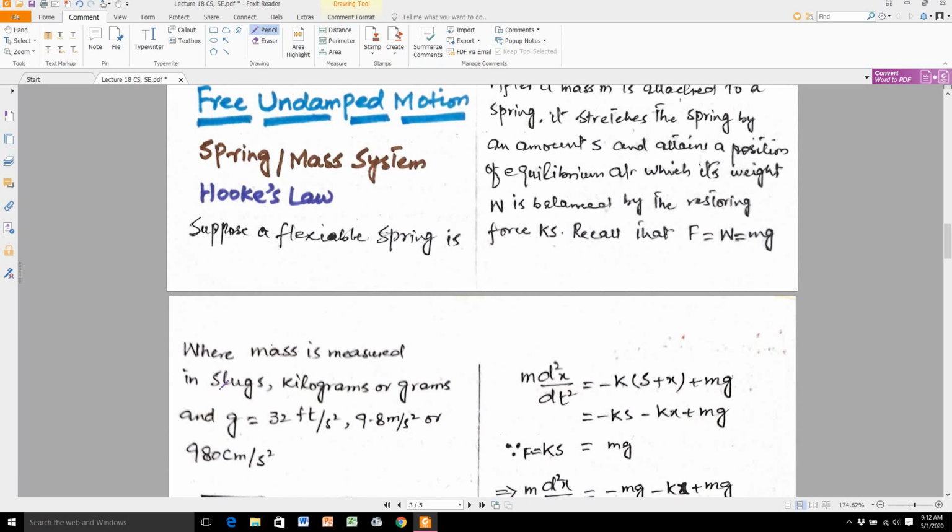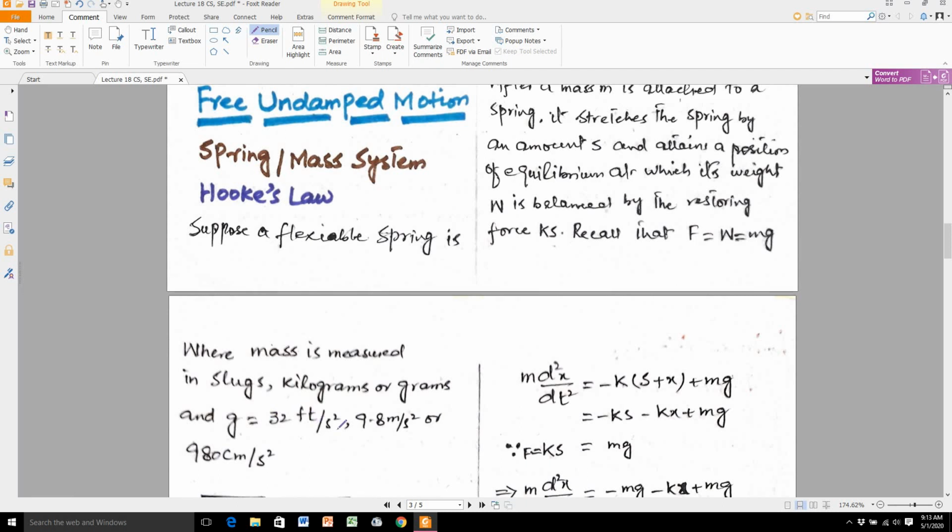Here you see some new units related to the British engineering system, where mass is measured in slugs, kilograms or grams, and g is equal to 32 feet per second square.